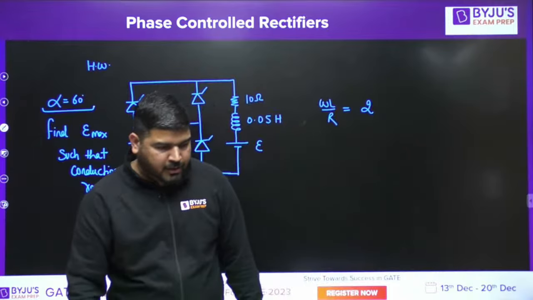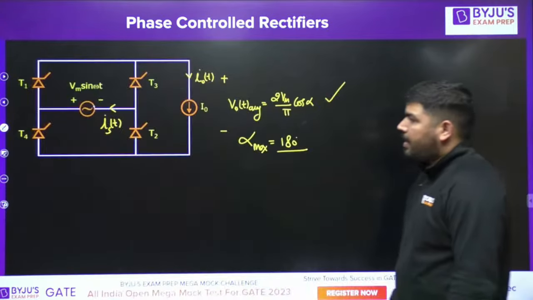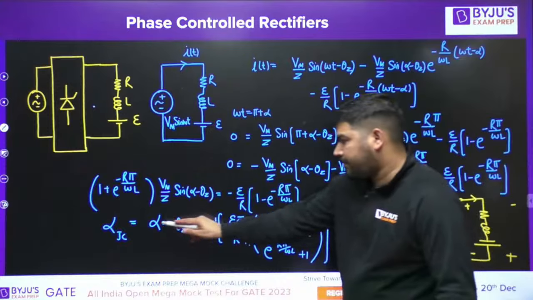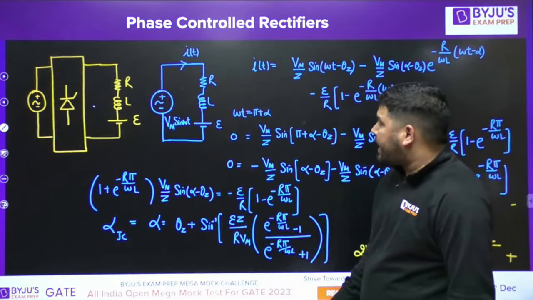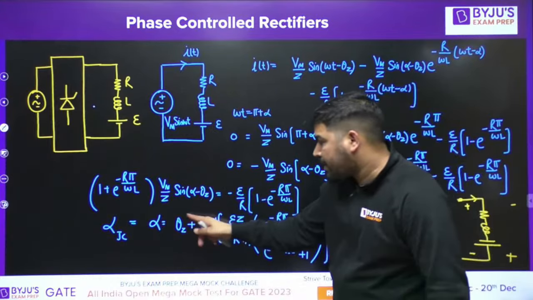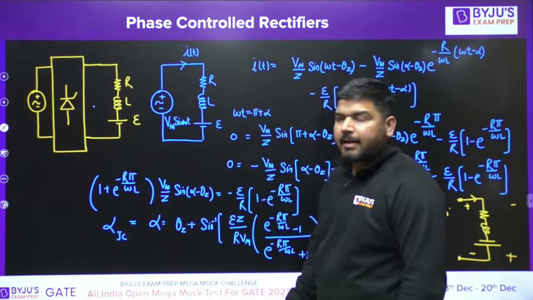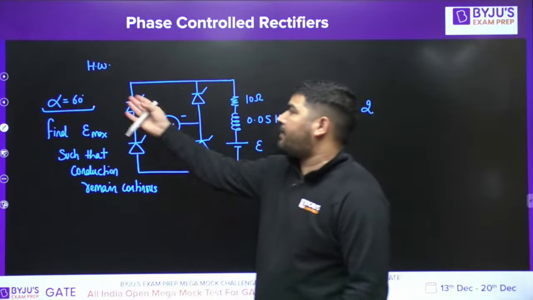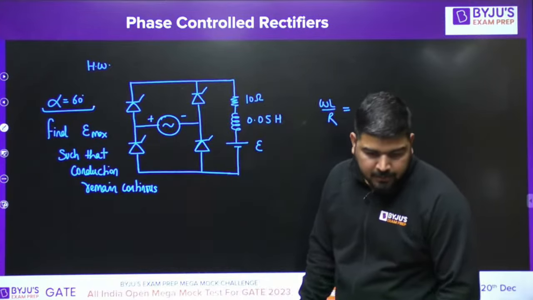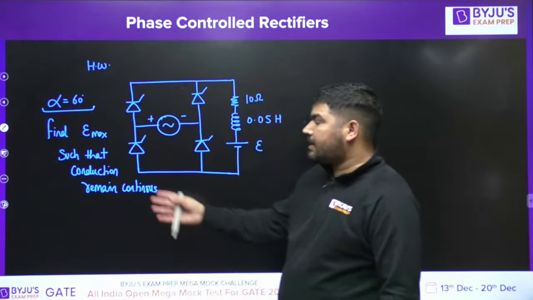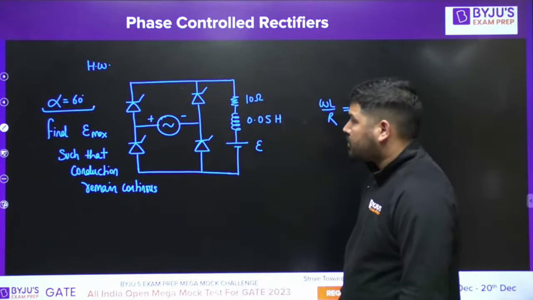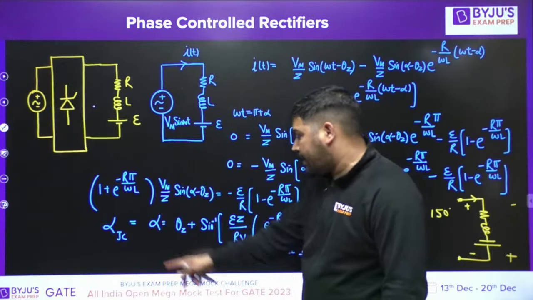Again, it's a very good question, guys. How to solve it? If you remember this condition, then theta z is tan inverse omega L by R. It means tan inverse 2, you can calculate, okay? And this alpha JC is given as 60 degrees. We assume that for alpha equal to 60 degrees, conduction is just continuous. In the worst case, you assume that alpha equal to 60 degrees, the conduction is just continuous, okay?